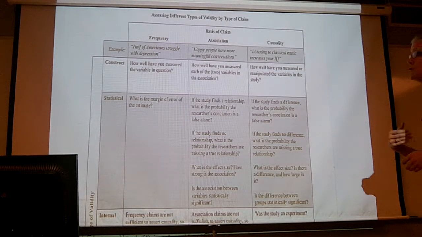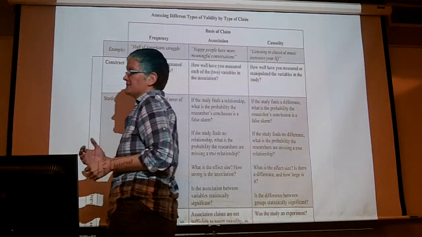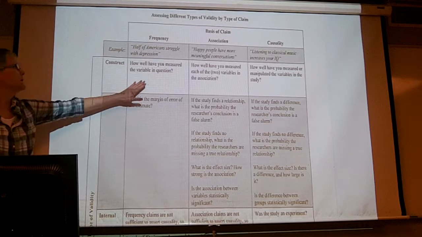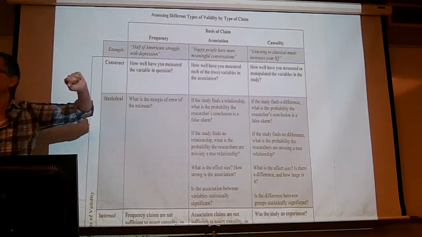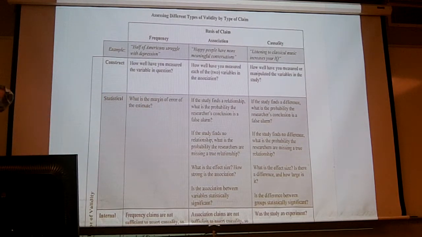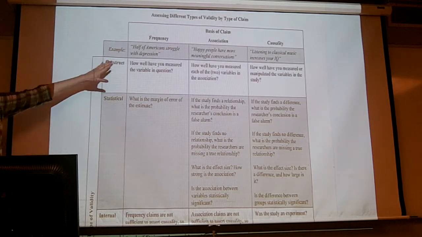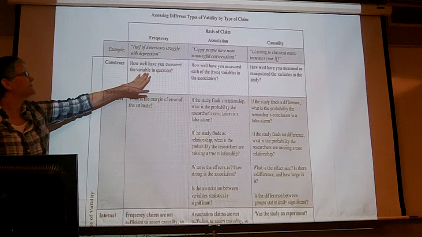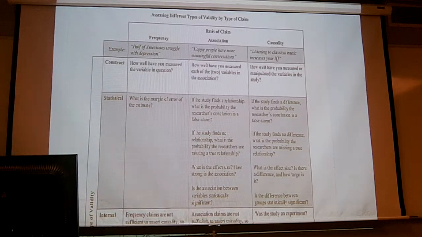So, for example, if you want to evaluate a frequency claim, say you're reading a paper and you realize that there's a frequency claim being made in that paper, then you can evaluate the construct validity of that claim by asking about the variable. If I say half of Americans struggle with depression, then the question I need to ask is, well, how well have they measured depression? If you want to say half of Americans have struggled with that, well, how do you know?